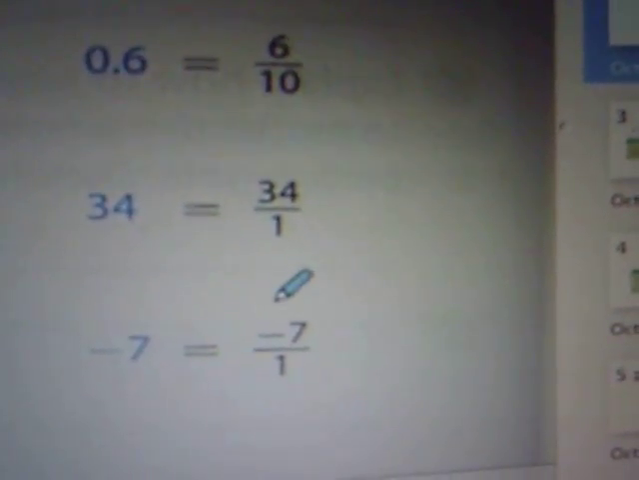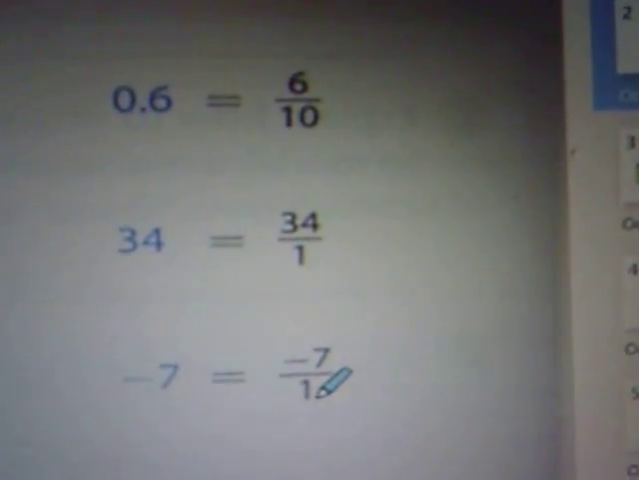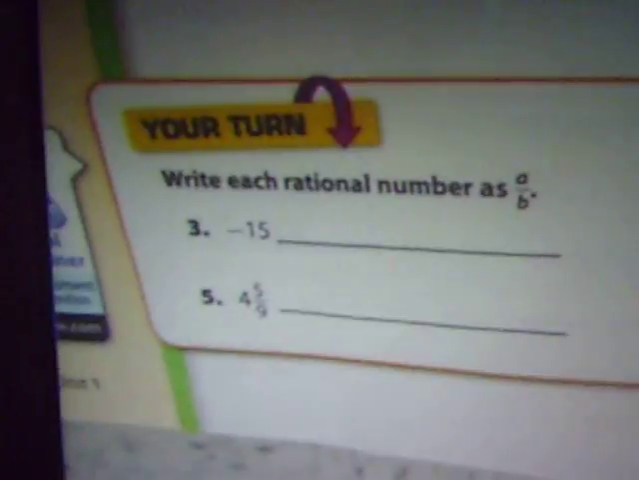Here's 6/10. 0 ones and 6/10, just like we practiced. Here's the whole number 34. So just put 34 over 1. And here's the number -7. It becomes -7 over 1. Then, if you don't mind, I'm going to adjust the camera real quick. And there's a couple practice problems on that page.